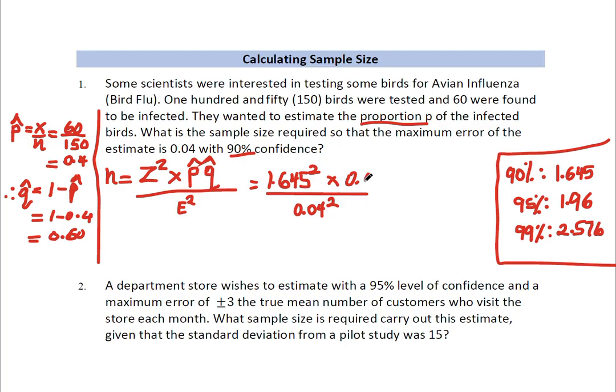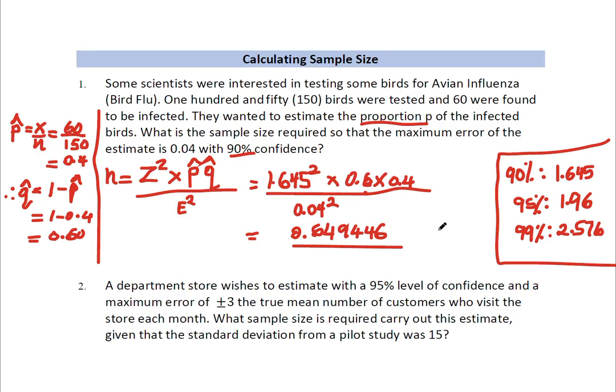So this will be 0.6 multiplied by 0.4, or we could just bracket them. And there we have our problem set up. So here I'm going to go ahead and work out the numerator fully, which is 1.645 squared, which is 2.71 roughly, then multiplied by 0.6, then multiplied by 0.4, and that will give us 0.649446. All the decimal places are used there for absolute precision.